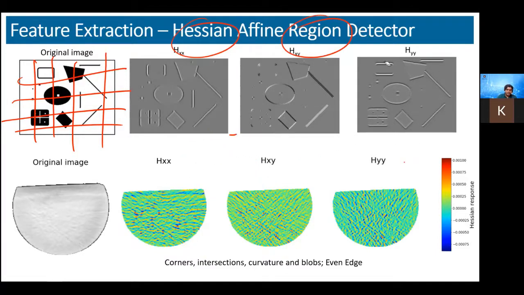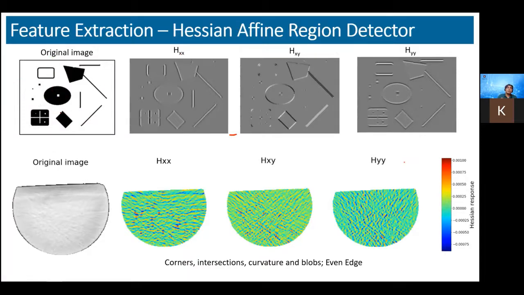When you apply this Hessian region detector, which is second order derivative based on the kernel, when you apply the HXX filter, it will look for even edges in the horizontal direction. If you apply it in YY direction, it will look at even edges in the vertical direction. What is the even edge? Sobel detector detects odd edge. What is the odd edge? White on one side, black on the other. That's an odd edge. Hessian detector detects even edges. What is even edges?